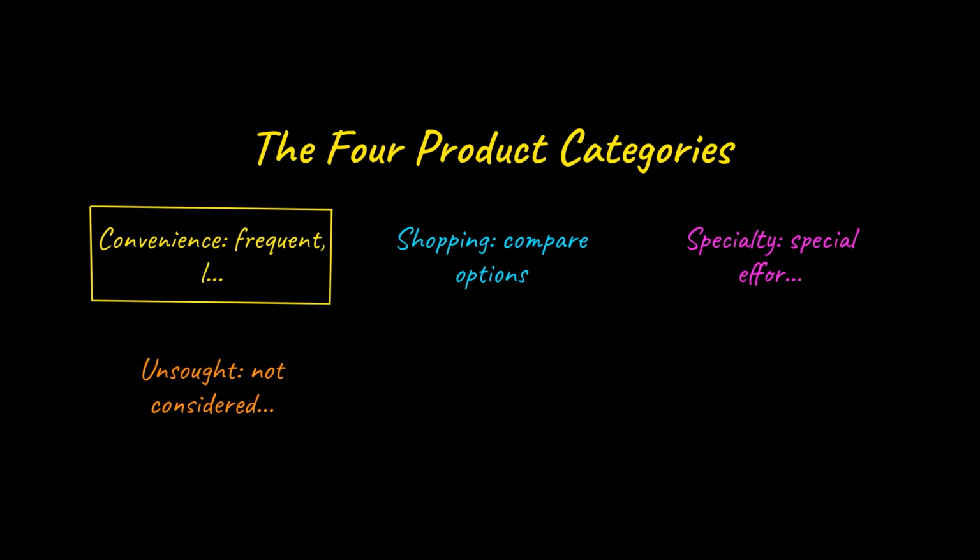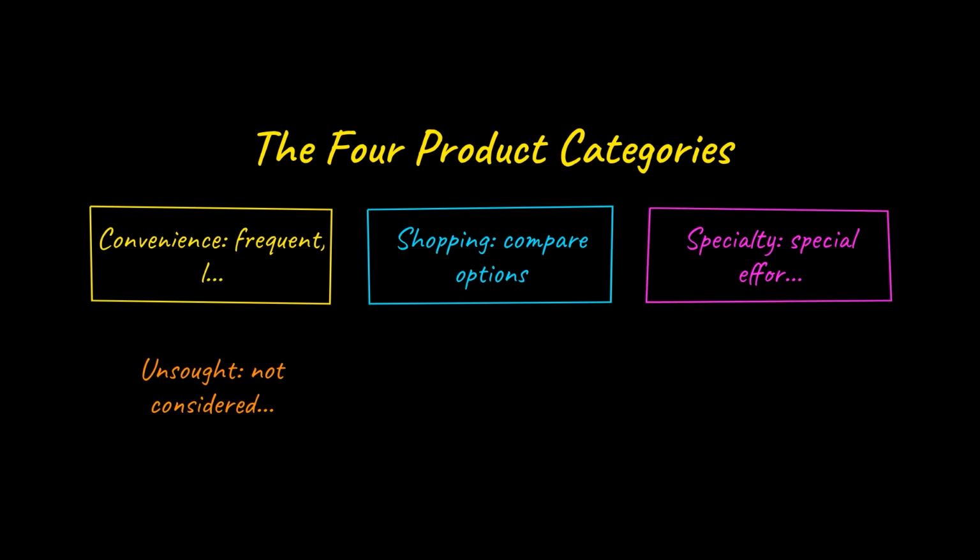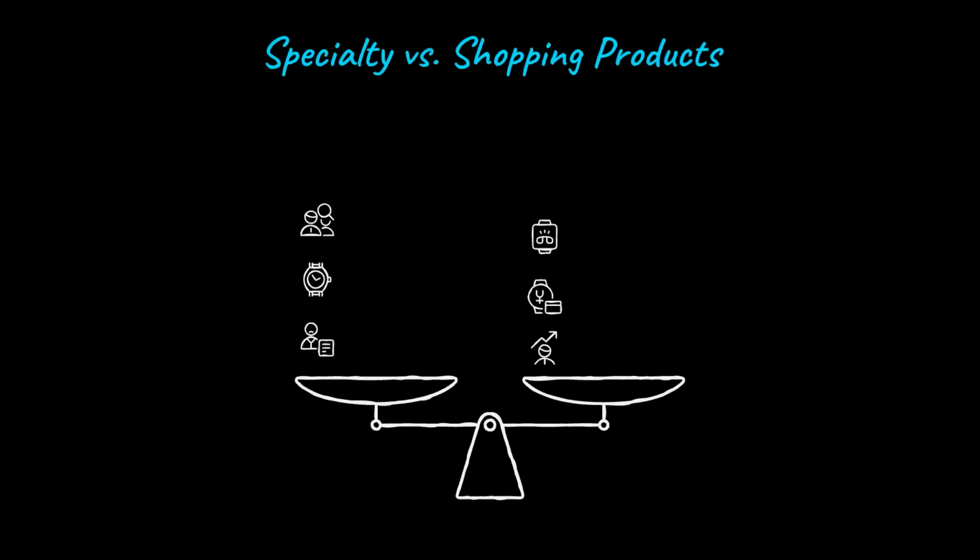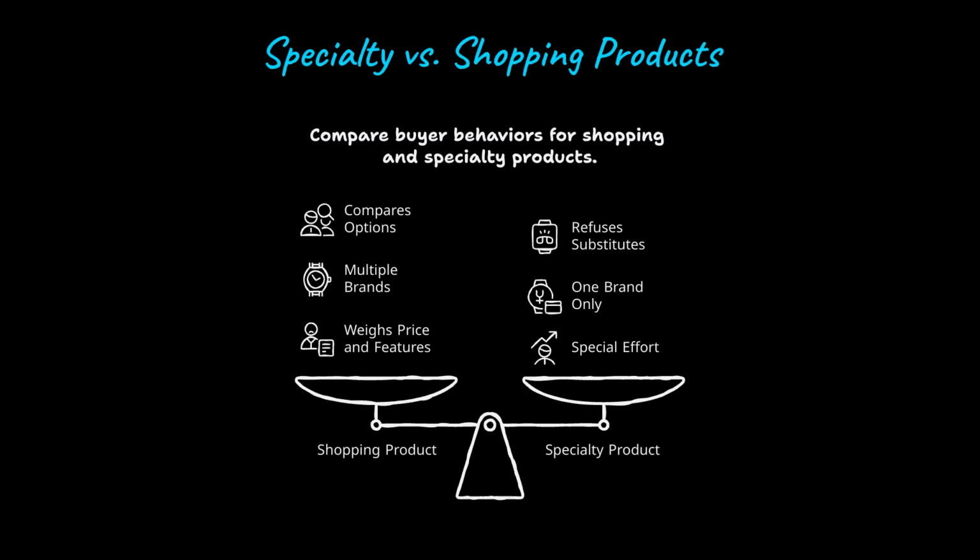Convenience products are grabbed routinely with almost no thought. Shopping products involve comparing price, quality, and features across stores. Specialty products require a special effort to obtain with no substitute accepted. Unsought products aren't considered at all until a specific need suddenly arises. The most tested distinction is between specialty and shopping products. A shopping buyer compares several options. A specialty buyer insists on one specific brand, refuses substitutes, and will go out of their way to get it.